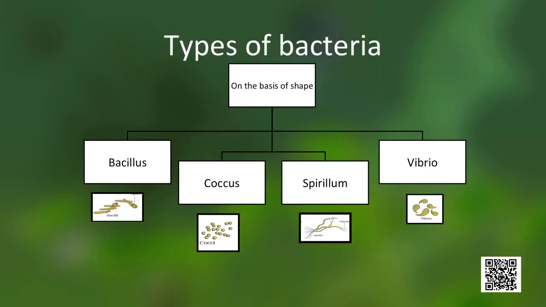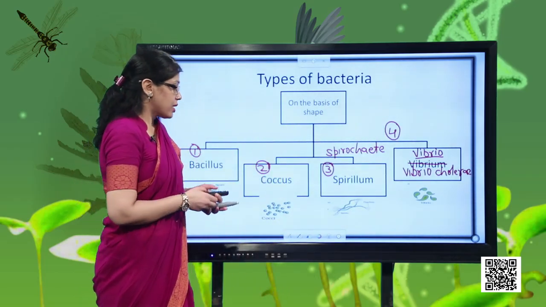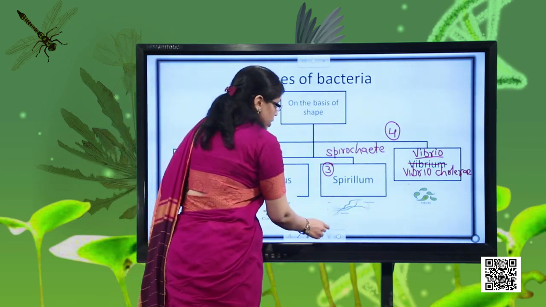So what are the 4 groups of bacteria on the basis of their shape? The first one that we have is Bacillus. The second one which we have is Coccus. Third one which we are having is Spirillum. Fourth one is the Vibrio. An example of Vibrio is the Vibrio cholerae. This is a bacteria which causes cholera. So we can classify the bacteria on the basis of their shapes.